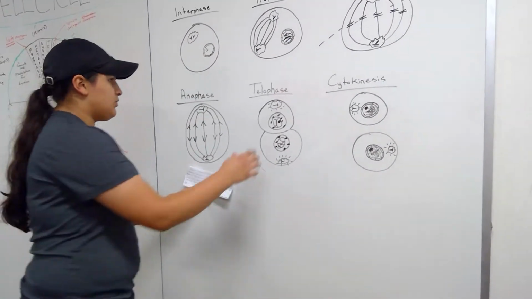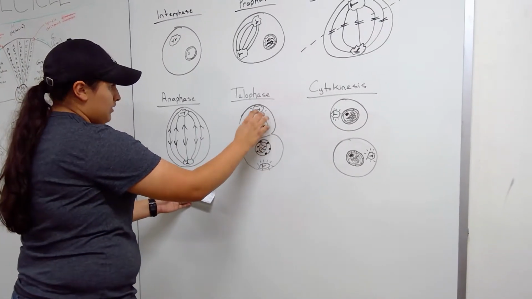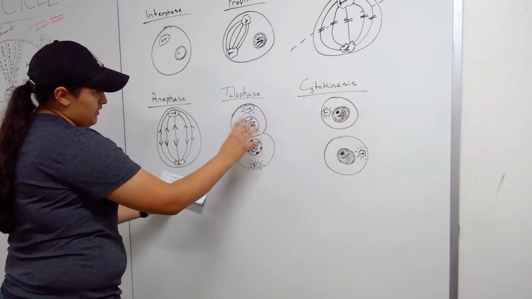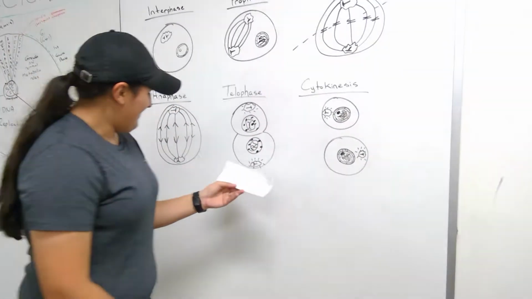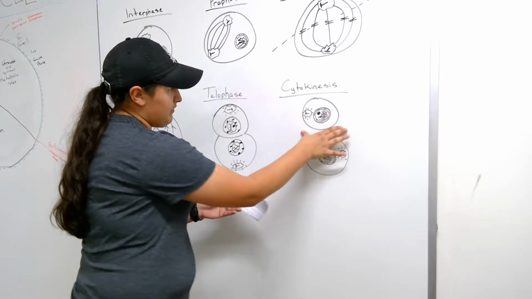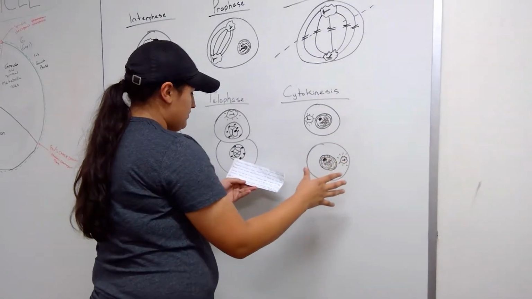Telophase is when the cell is finally starting to split, and the cells move to each different side of the cell, which looks like a weird 8. And cytokinesis is when it finally separates into two identical cells, or two daughter cells.